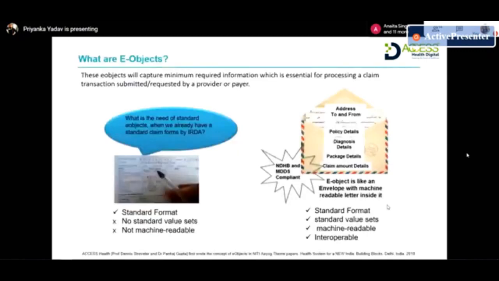So why do we need an e-object? Is it just the digital format of the IRDA form? No. The IRDA form that you can see on the screen, they have tried to standardize the elements, but they were not able to standardize the values that go inside that form. It is still textual. Everything is textual.